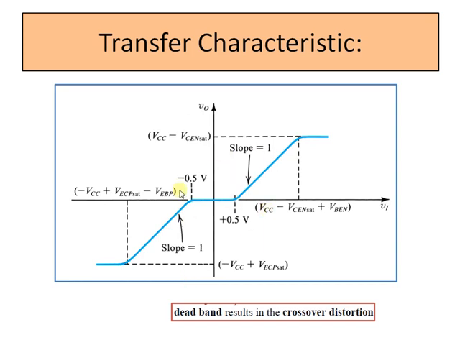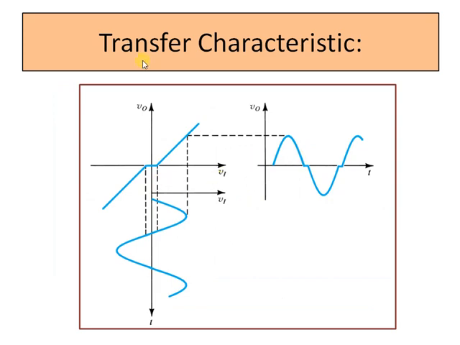One example of this dead band or crossover distortion occurs in audio power amplifiers, which gives rise to some unpleasant sounds. So in the next type of output stage, that is class AB, we will see how we can overcome the crossover distortion.